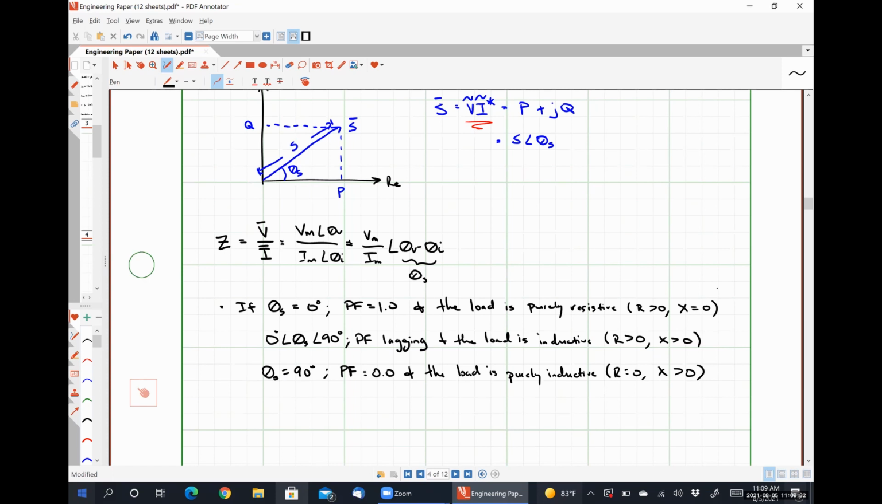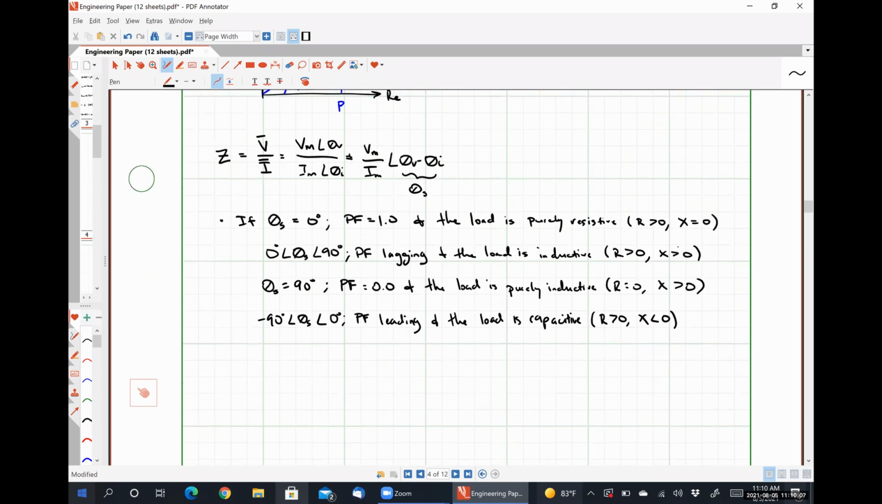If negative 90 degrees is less than theta s is less than 0 degrees, our power factor is said to be leading, and the load is capacitive, where R is greater than 0 and X is less than 0.